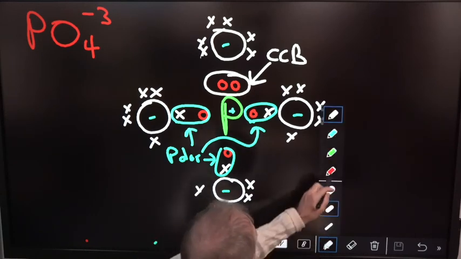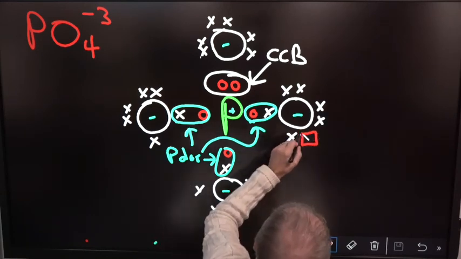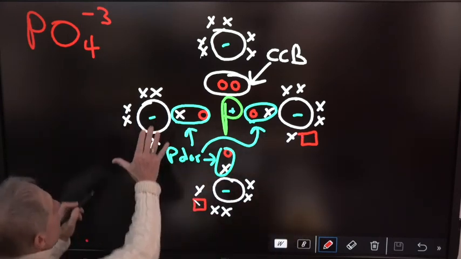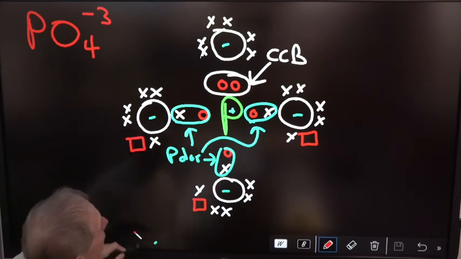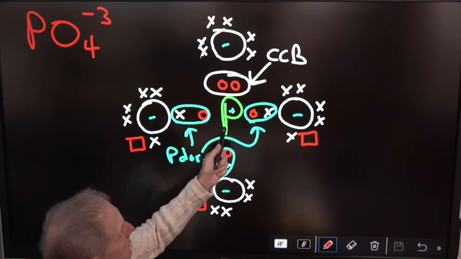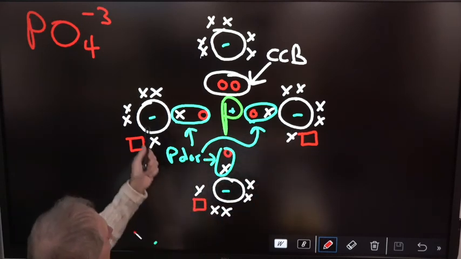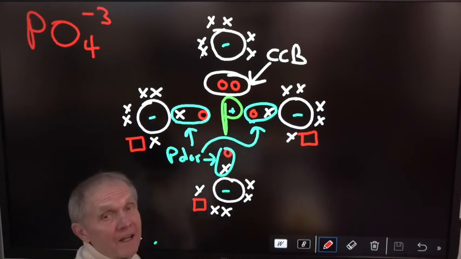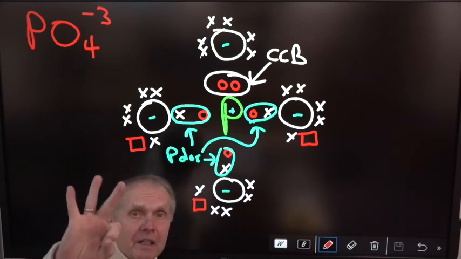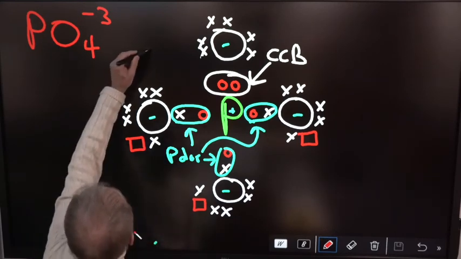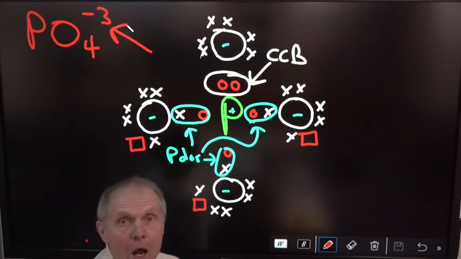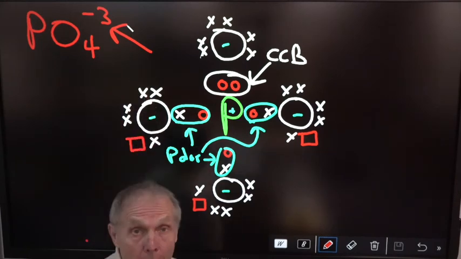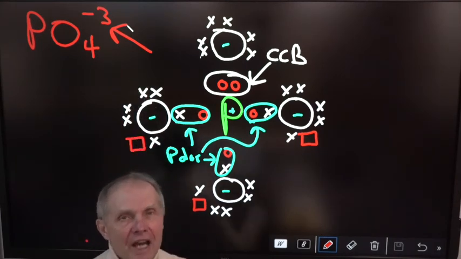So this O needs 1 more electron right there. Same thing with this O. It needs 1 right there. Same thing with this O. It needs one right here. So that O is satisfied, that P is satisfied, that O needs one, O needs one, O needs one. So how many electrons will it take to satisfy the phosphate polyatomic ion? 3. Oh, look. That's why it's PO4 minus 3. Because once that PO4 gets 3 more electrons, it's satisfied.